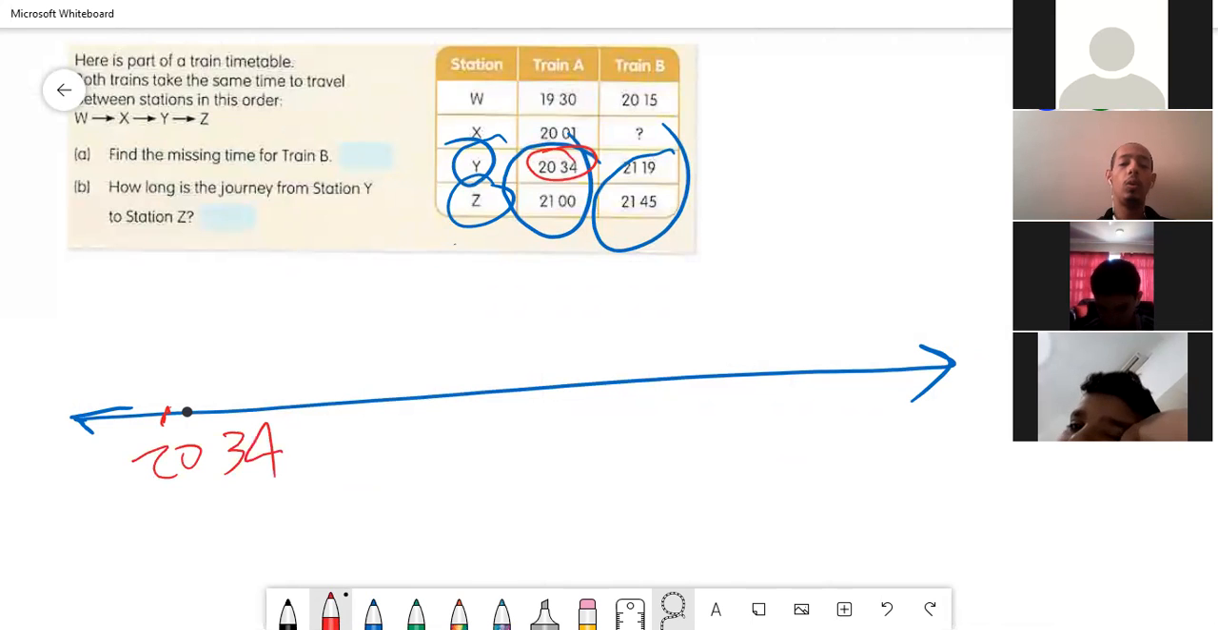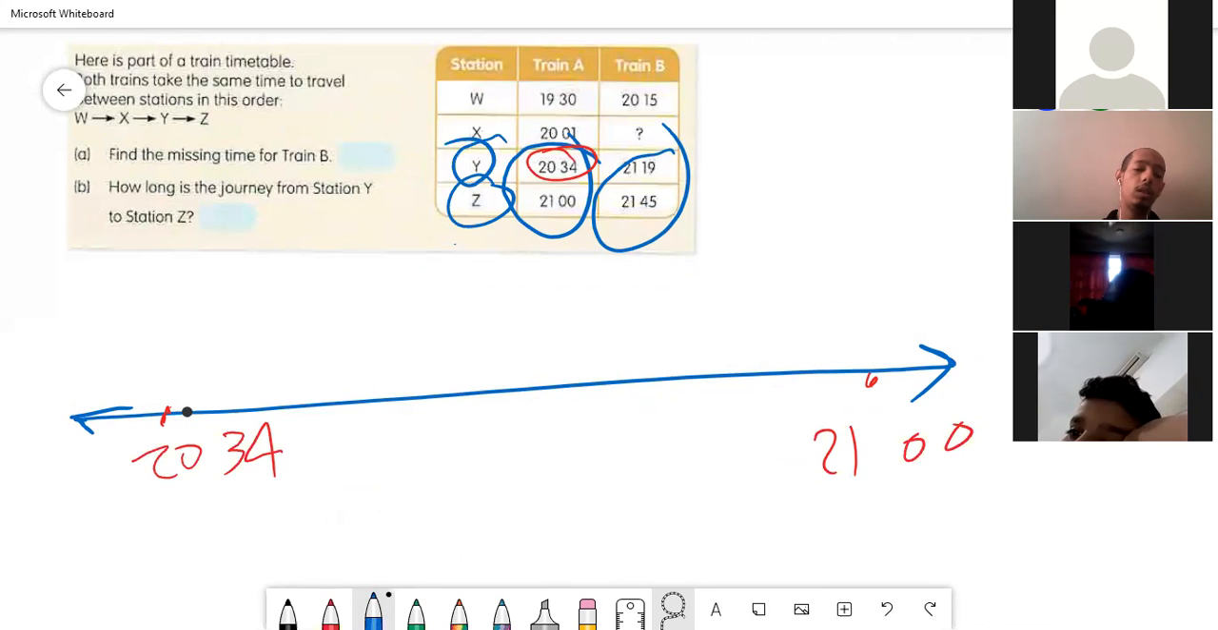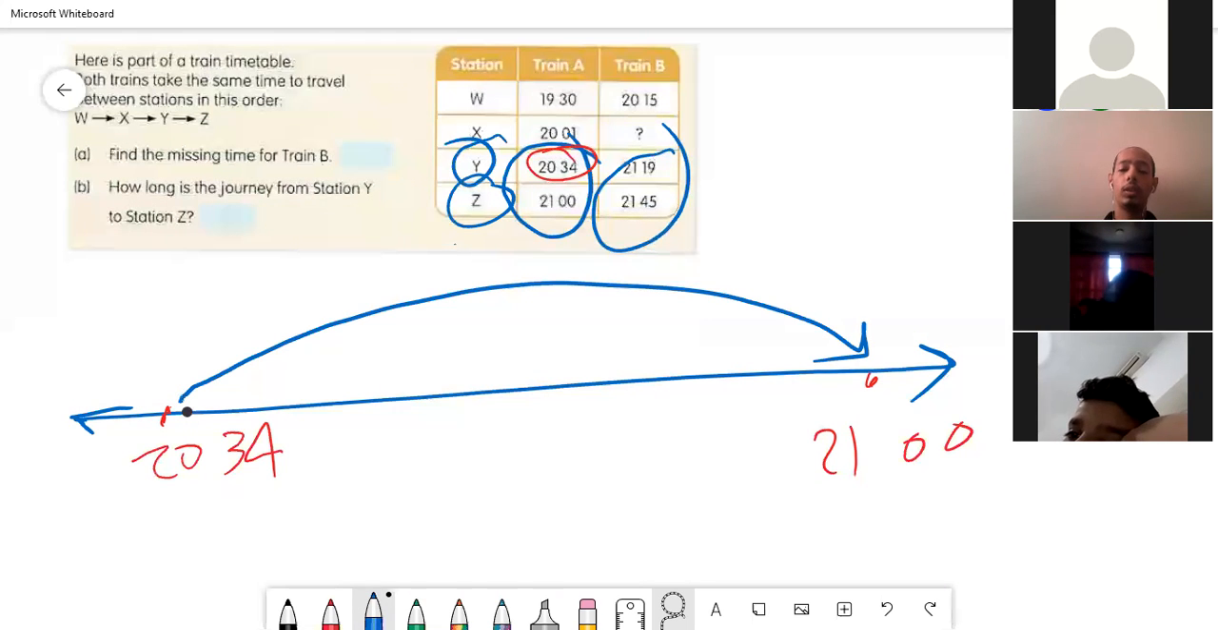Then I want to reach 21 o'clock, right? Yes, right, teacher. So how many minutes? From 20:34, we should... 6, I think. Or it might be easy.